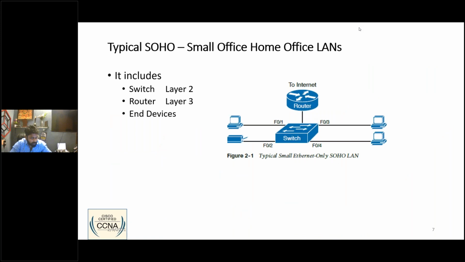Now, something called SOHO, small office, home office LANs. SOHO again is not a technical term. A small office, home office LAN is just a way of you connecting your laptop to the internet in your home. Normally, how is your phone connected to the internet? Through Wi-Fi. Your phone is connected to the Wi-Fi router, and the Wi-Fi router is connected to the internet. Have you seen your home router? I have seen it. Let me show you one example.